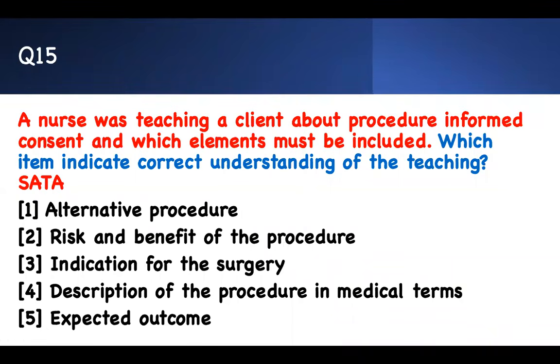Number 15. A nurse was teaching a client about procedure informed consent. Which element must be included? Which item indicates correct understanding of the teaching? Select all that apply. Alternative procedure: yes, you need to tell the patient that there's another procedure that can save their life. Risks and benefits of what you're going to do. The indication of the surgery you're going to do. You have to describe to them in medical terms? No, they are not medical folks, so layman's terms. So this is not included.